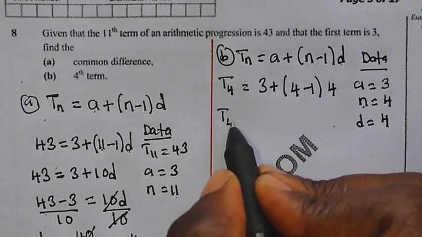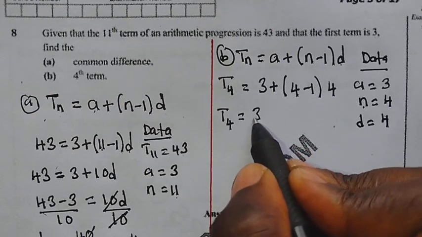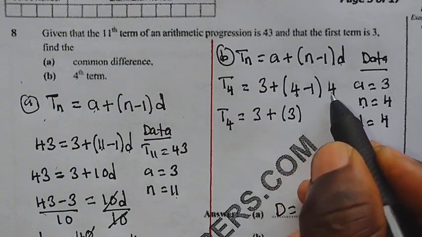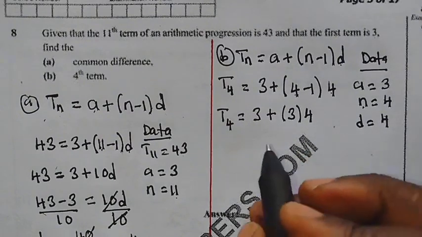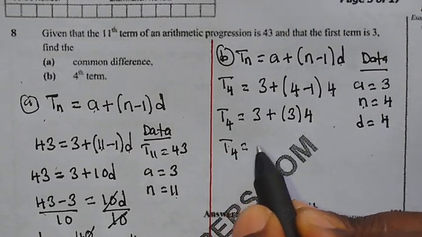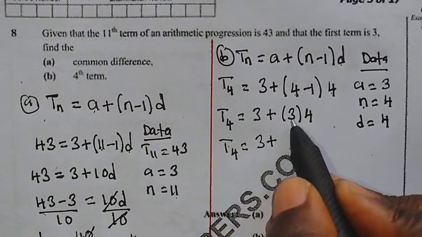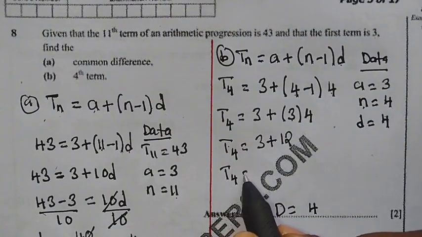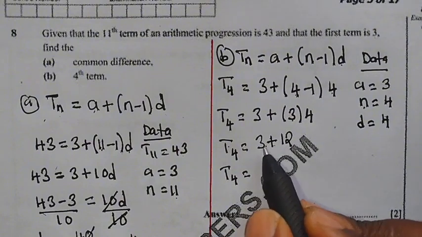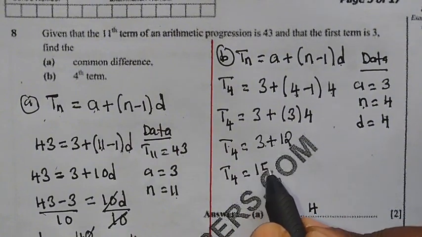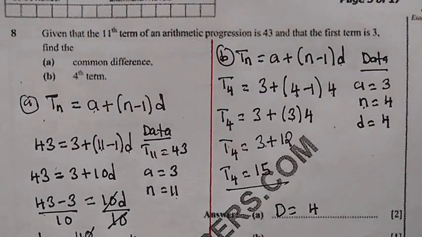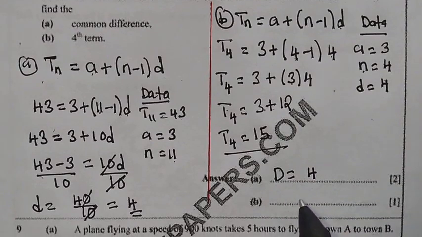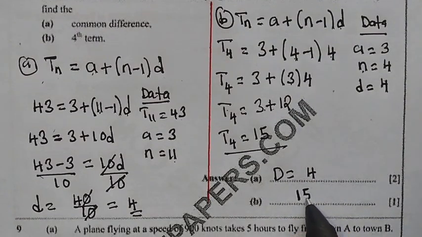So we say T subscript 4 is equal to 3 plus, 4 minus 1 is 3, then we have a 4 right here. From here, T subscript 4 equals 3 plus 3 times 4, which is 12. Therefore T subscript 4 equals 3 plus 12. This will give us 15. So the fourth term is equal to what? 15. We just write here that the fourth term is equal to 15.